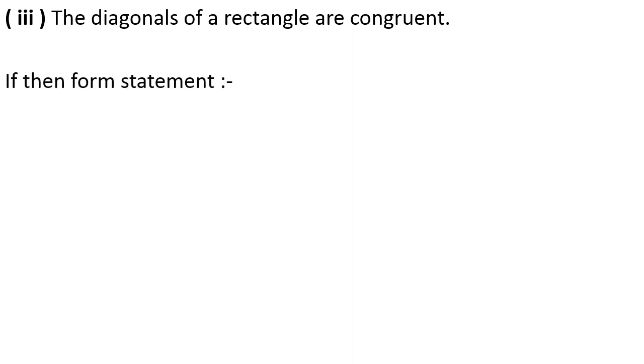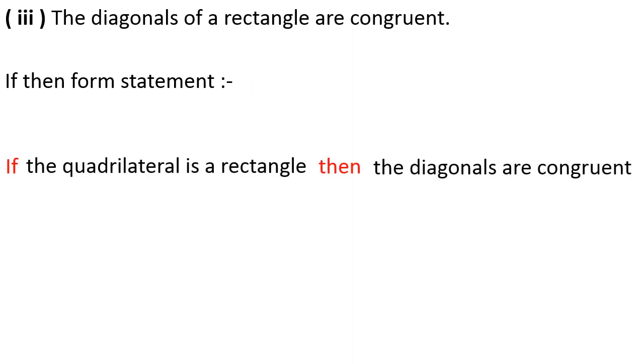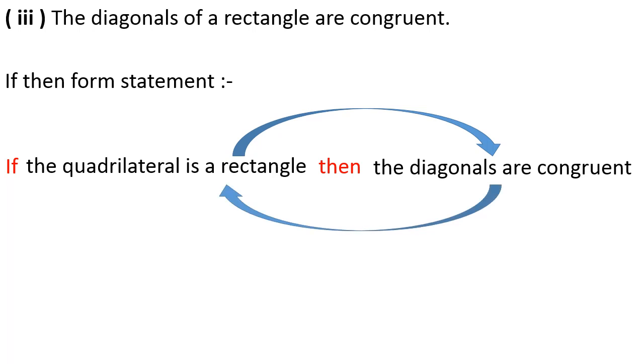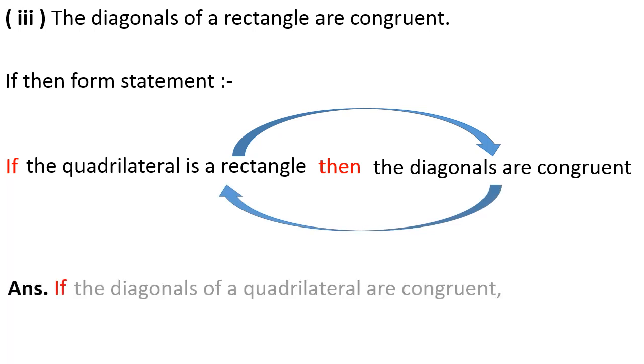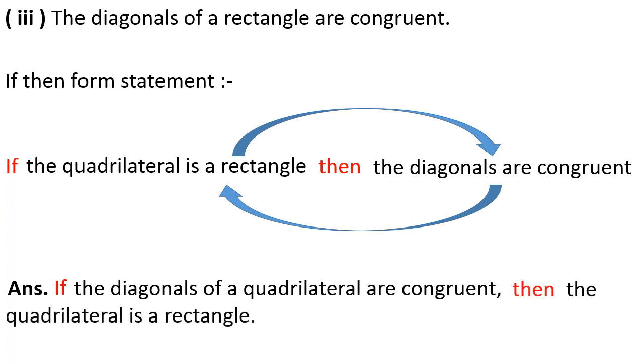So the if-then form statement of the given statement will be, if the quadrilateral is a rectangle, then the diagonals are congruent. Now we will interchange antecedent and consequent of the statement. We will get a new statement, that is, if the diagonals of a quadrilateral are congruent, then the quadrilateral is a rectangle. So this is the converse of the given statement.